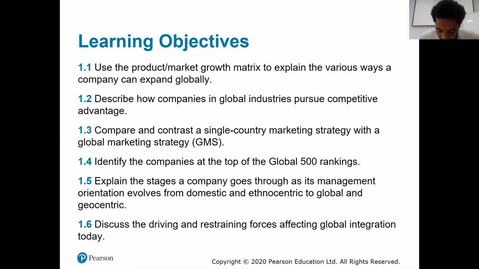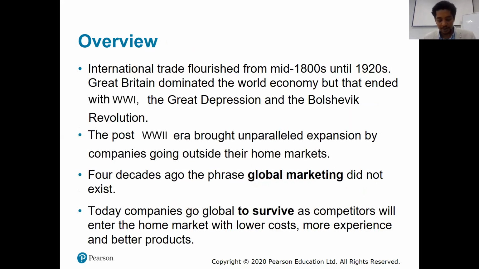What you have to do is, after we finish this chapter, make sure that you can address all these six objectives, because these are things that we will be focusing on in our exam. After we finish this, make sure that you can address each one of these objectives. Okay, let's start our first topic. Let's start with the overview, then we will proceed with the first topic of this chapter. So the first thing is the overview.